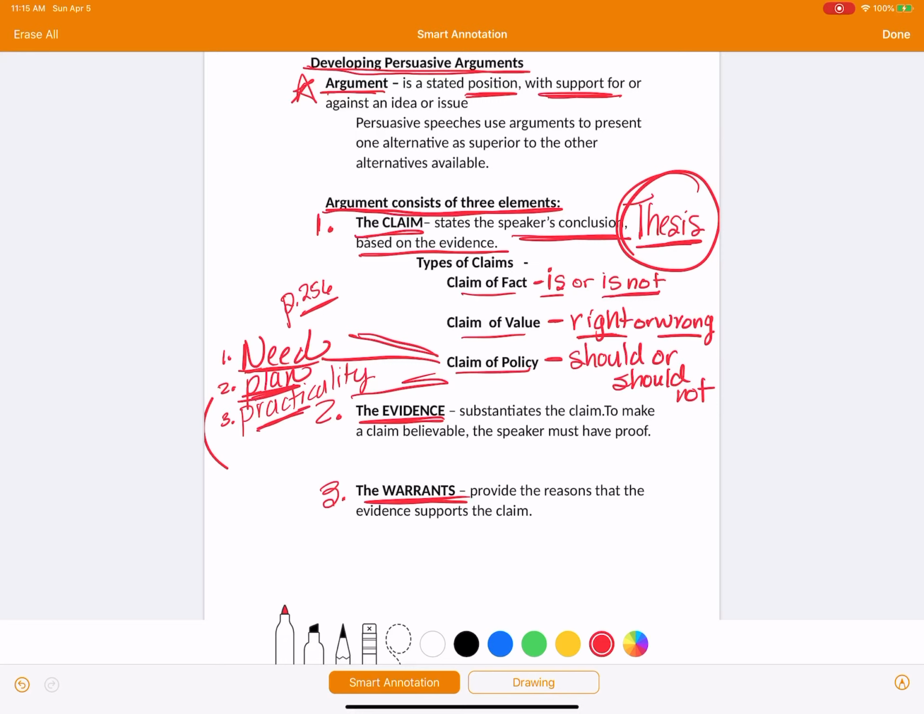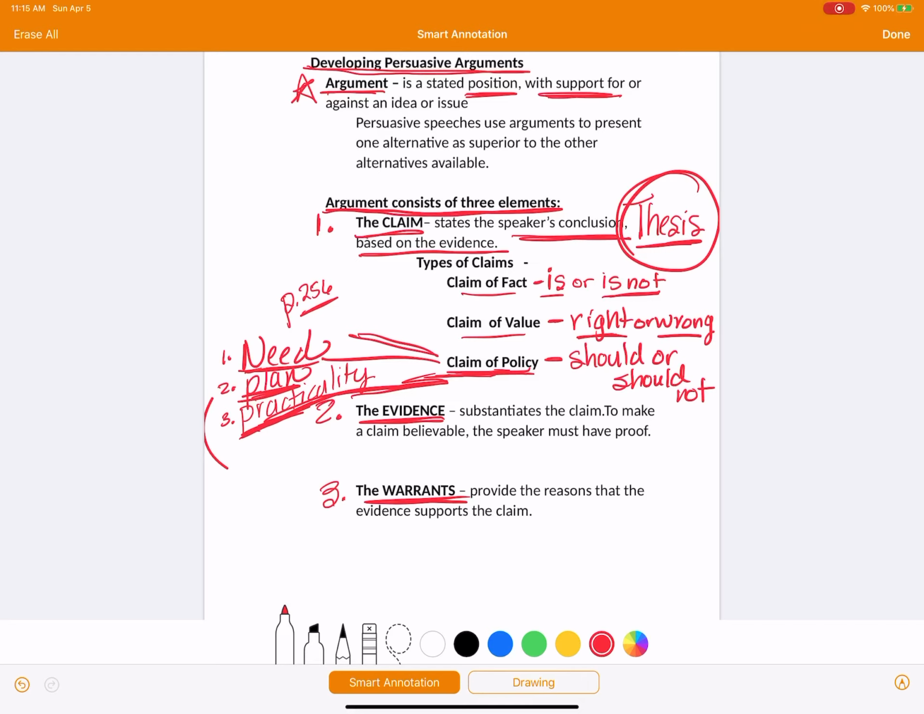But also, look at the practicality of the plan. Is the plan practical enough to actually solve the problem that was stated in the beginning? Make sure you know how to analyze a policy claim. This may be a fill in the blank, and it may ask you, what is one way that you need to analyze a policy claim? And you could either put, I need to analyze the need, the plan, or the practicality of the plan.